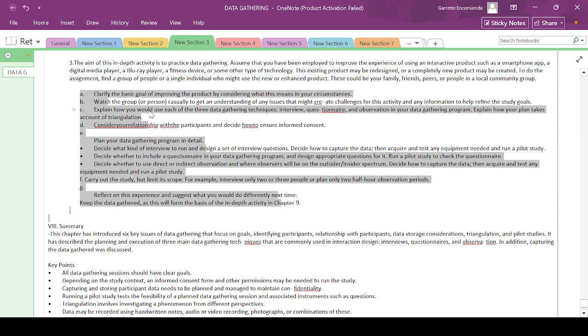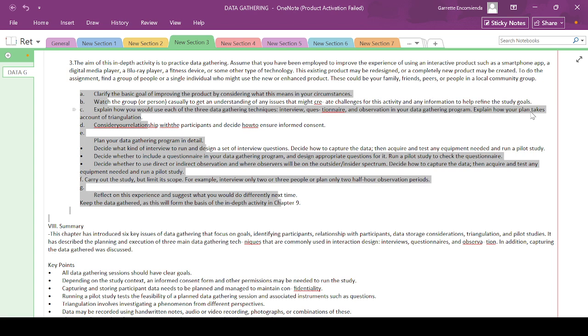Watch the group or person casually to get an understanding of any issues that might create challenges for this activity and any information to help refine the study goals. Explain how you would use each of the 3 data gathering techniques, interview, questionnaires, and observation, in your data gathering program. Explain how your plan takes account of triangulation. Consider your relationship with the participant and decide how to ensure informed consent.